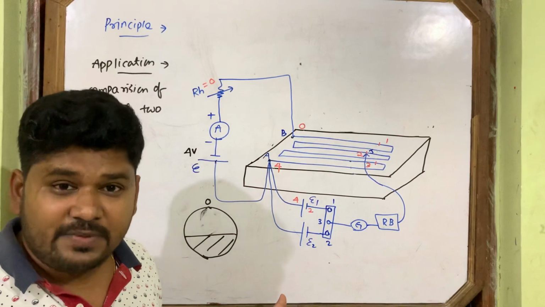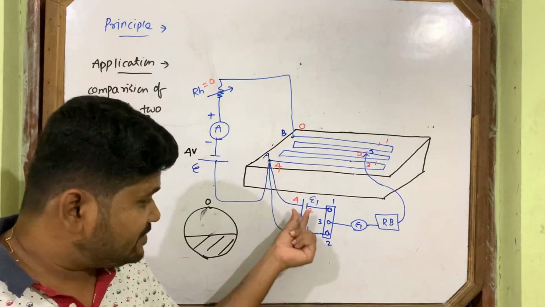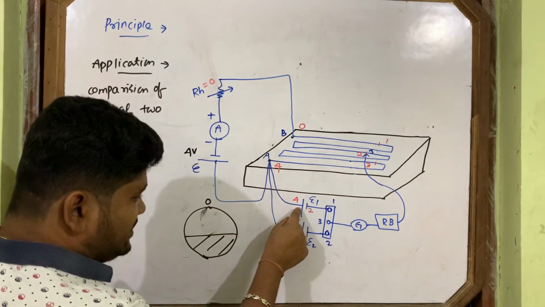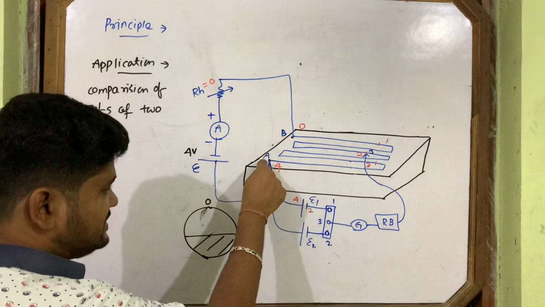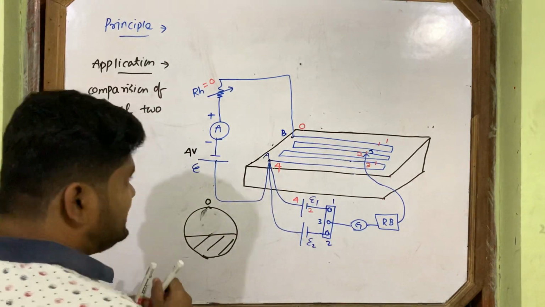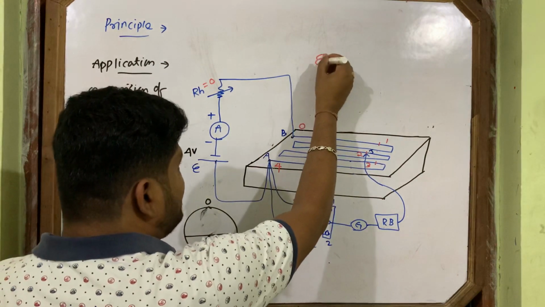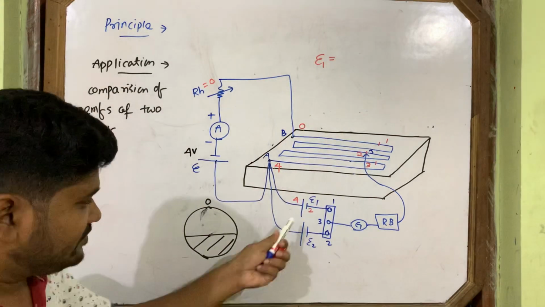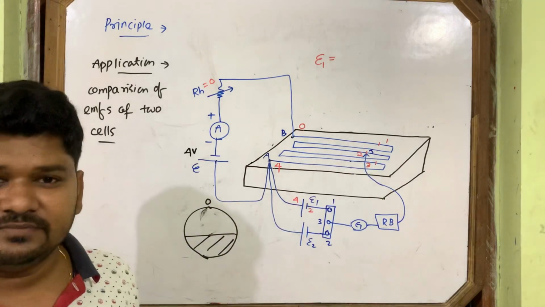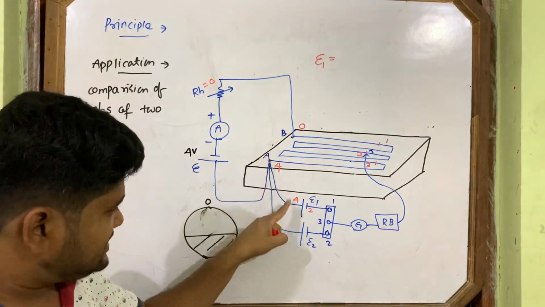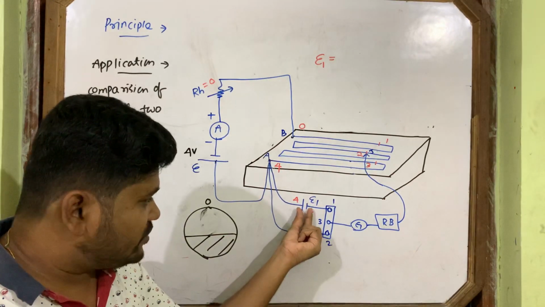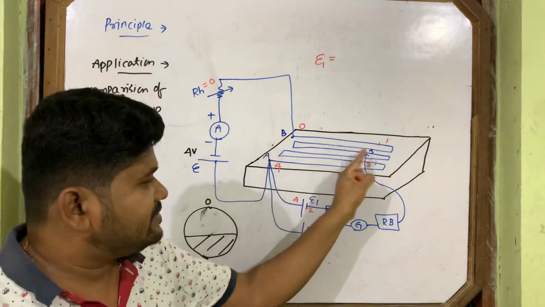We can determine the EMF also like this. This is the EMF of the cell. So you mark EMF of the cell, this point potential same as this point potential same as this. So we can write here what is the EMF of the cell E1. That is the difference of potential between A and H. Right? Because this potential same as this. So what is the difference of potential between two terminals of the cell? That is the difference of potential between A and J.